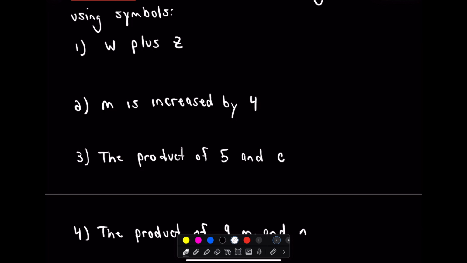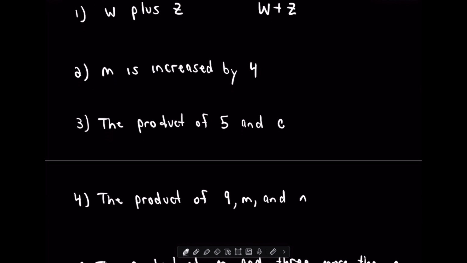My first example, I've got w plus z. Well, if I want to write that, I would just have w plus z. So easy enough. Number 2, m is increased by 4. Well, if I increase a quantity by 4, what am I doing to it? You're adding 4 to that quantity. So I would have, in this case, m plus 4. That would say the same thing as m is increased by 4. So I'm taking this English phrase and converting it into this algebraic notation.